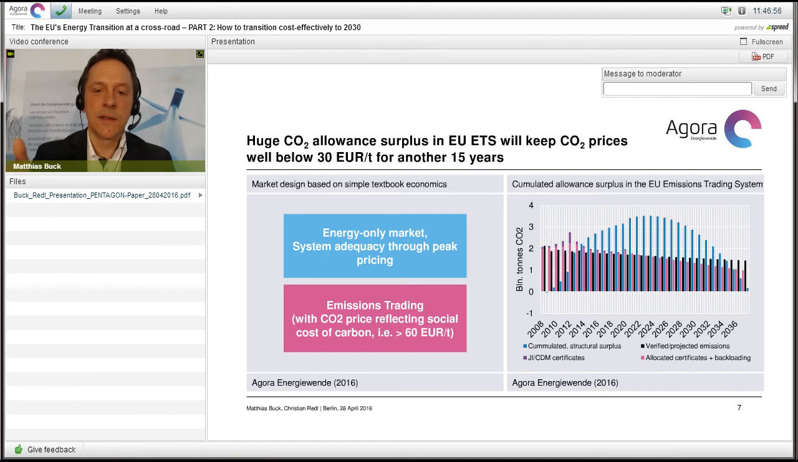Which means that in the discussion on the 2020 to 2030 EU level framework, we need to start from a situation where we cannot expect emission allowance prices to be much higher than we currently see, unless, of course, something else is happening.